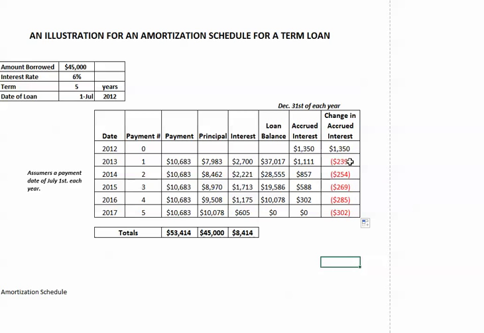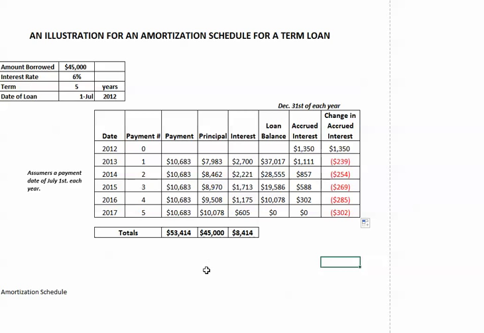These numbers are negative for the simple reason that the interest is being paid each year on a loan balance that is decreasing. So the amount of accrued interest each year is actually decreasing.